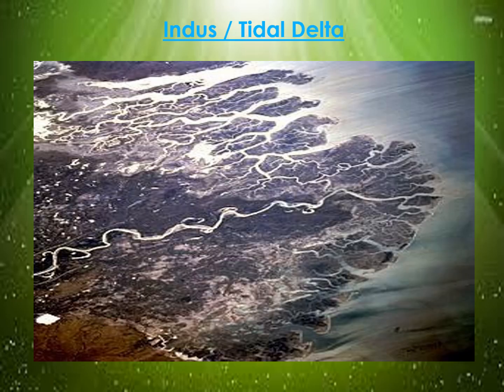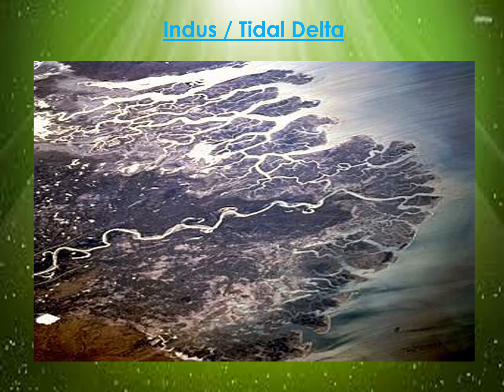Now the next one is the Indus Delta, the tidal delta. A delta is a triangular deposition made by the river at its mouth, and it is called a delta. A delta is the area where the river meets the sea. So you can see that there is a lot of deposited material over here, and in this picture it is shown that the Indus river is divided into many distributaries over here.